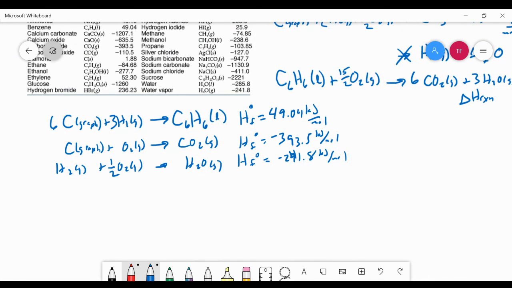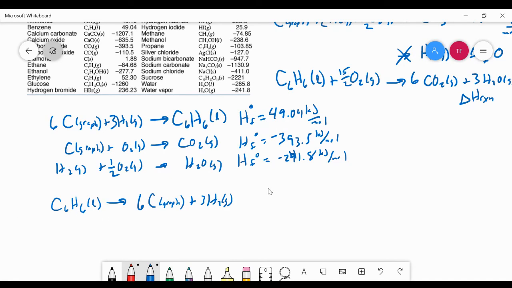We know that according to the law of conservation of energy, we can form the benzene from any set of reactions we want. And so what I'm going to do is start flipping these reactions to show them in a way where benzene reacts with oxygen to produce carbon dioxide and water. So I'm going to flip this reaction up here. C6H6 liquid becomes 6C graphite plus 3H2 gas. What is that going to do to the enthalpy of this reaction?